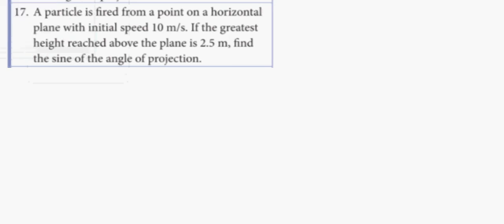A particle is fired from a point on a horizontal plane with initial speed 10. The greatest height reached above the plane is 2.5. Find the sine of the angle of projection.